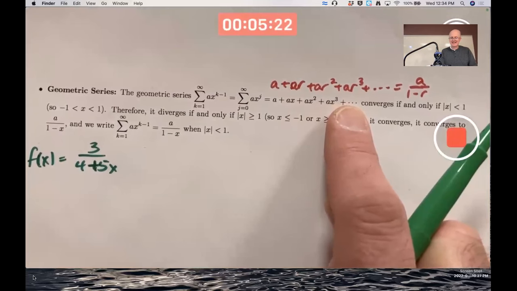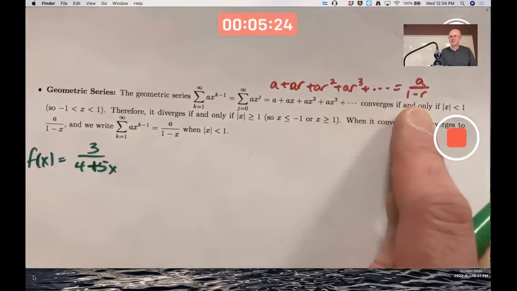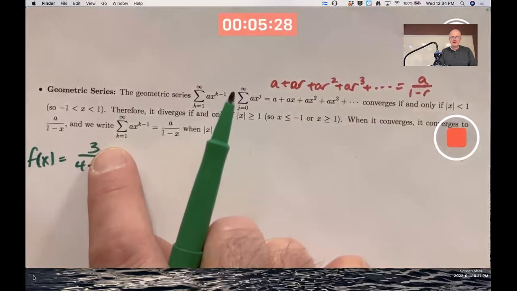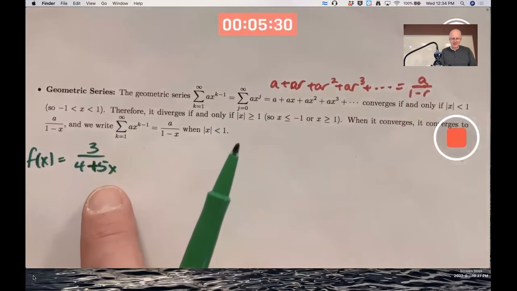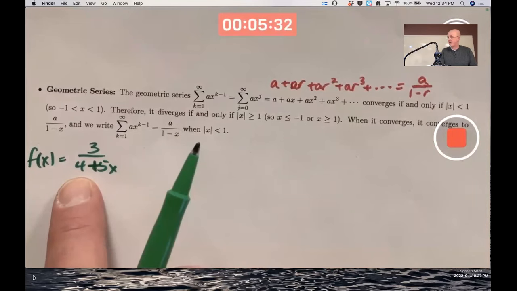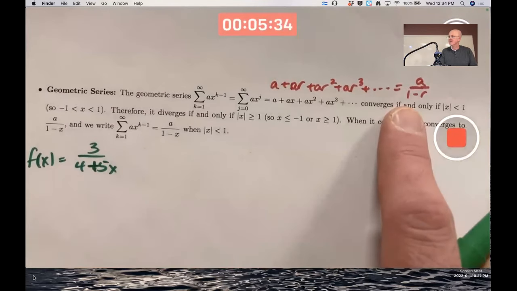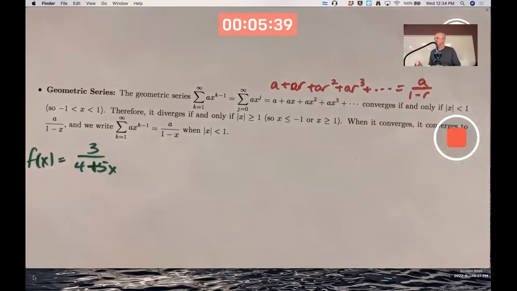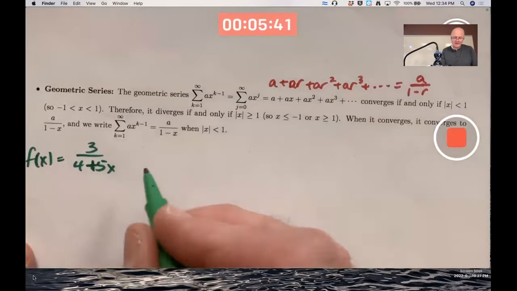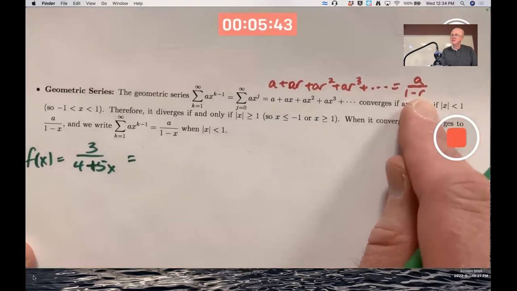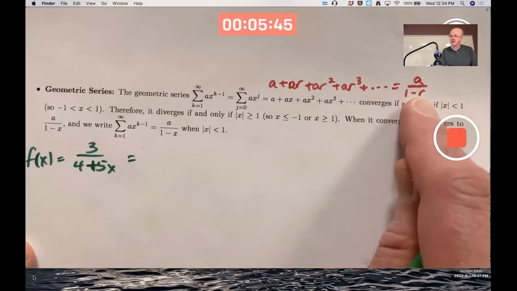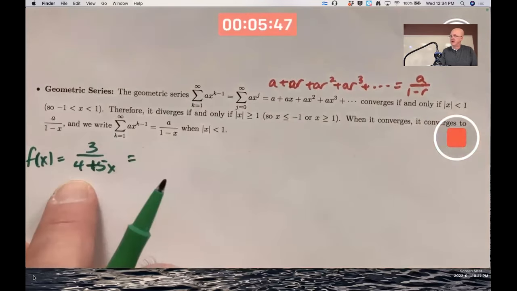However, it's not clear how to do that if I want to use this formula. Is a 3? And if that's the case, what is r? I mean, is it 5x? Is this 4 a problem? Because there's a 1 right there. And the answer is you do have to adjust for those things. The first way to try to make it fit this expression, to make it look like that, a over 1 minus r, is to make sure there's a 1 in the first spot.